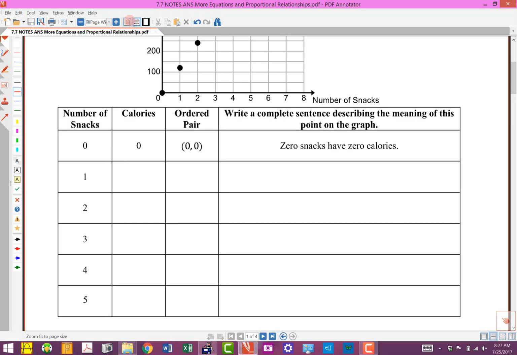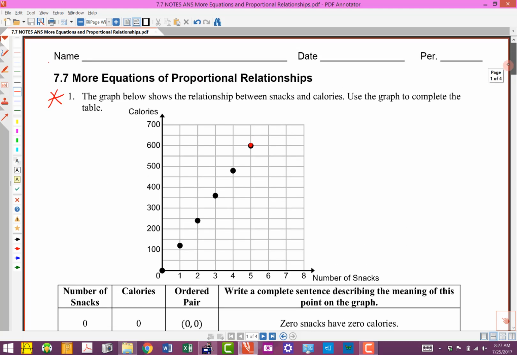I'm going to blow this up so that it's full size, and let's run through and read this. It says the graph below shows a relationship between snacks and calories. Use the graph to complete the table. So we've got the graph sitting right here, and notice that it's nicely labeled. We've got calories on the vertical axis, so this is like the y coordinate. And then over here on the horizontal axis, we've got the number of snacks, so this is like the x coordinate.